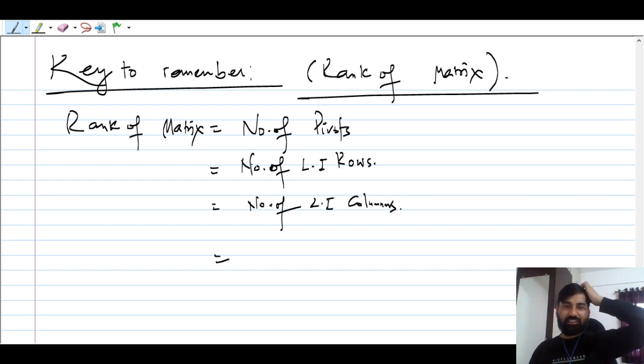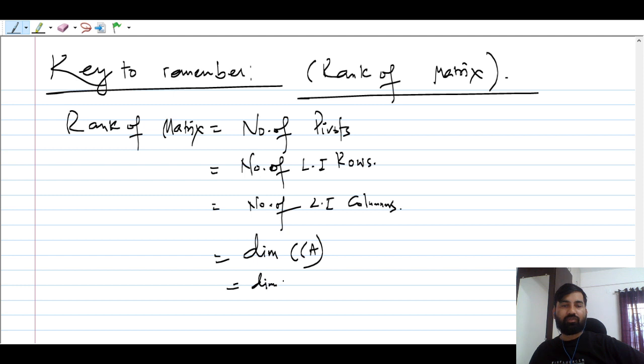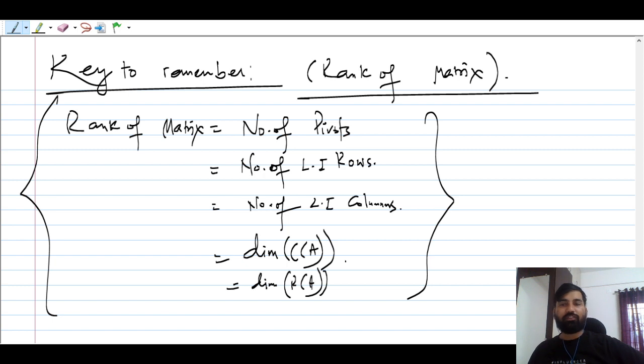These definitions are related to dimensions. So the dimension of the column space and the dimension of the row space. So how many definitions do you have for the rank of a matrix? There are 5 definitions of the rank of a matrix. Are you familiar with these definitions? Can you tell me in the chat box?